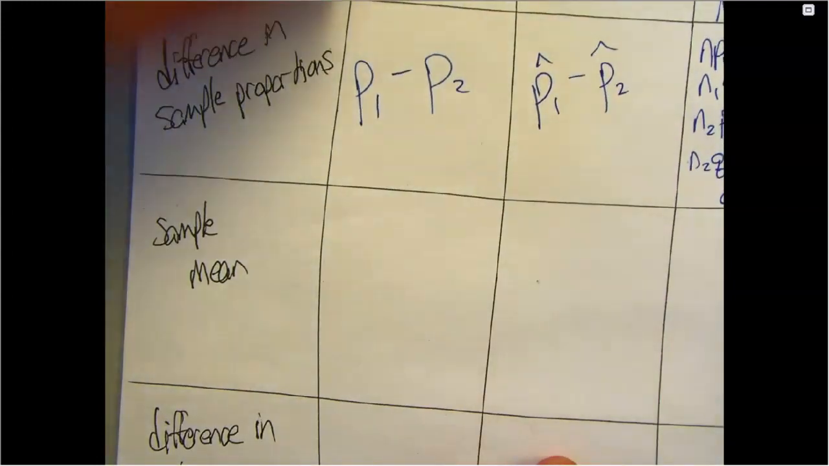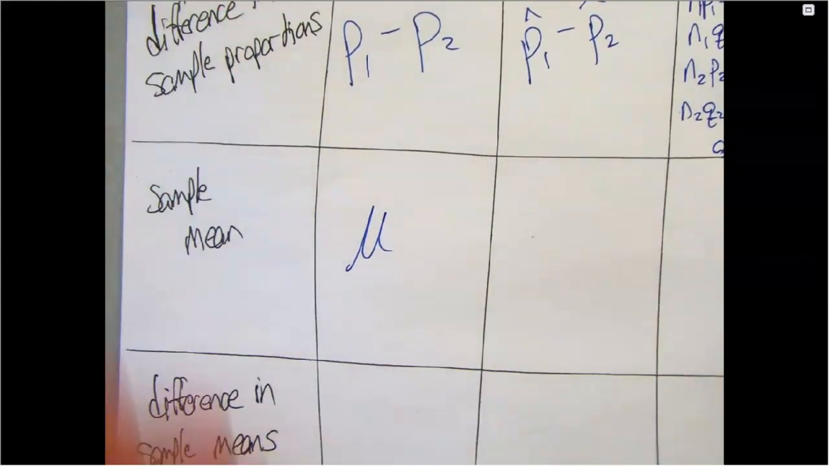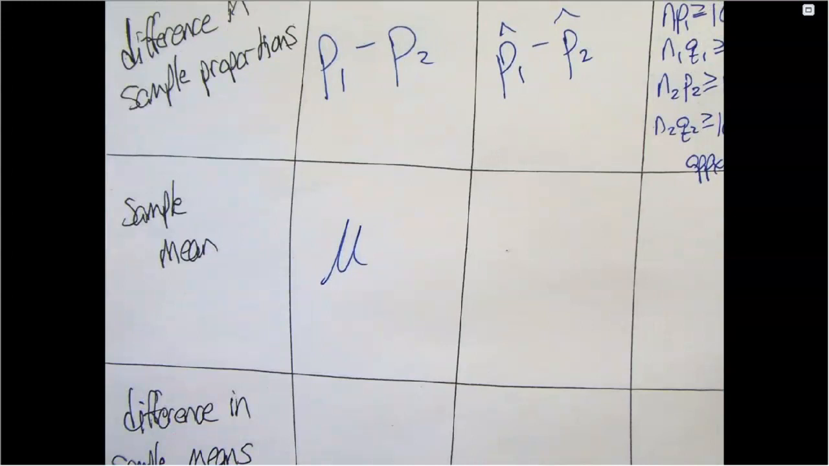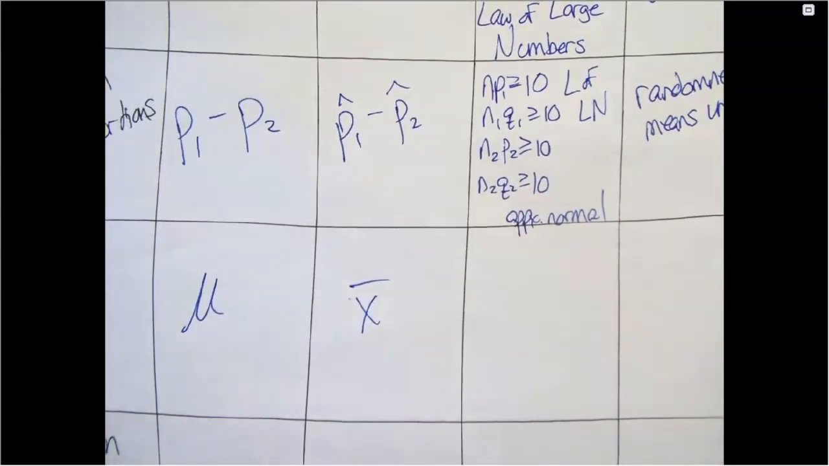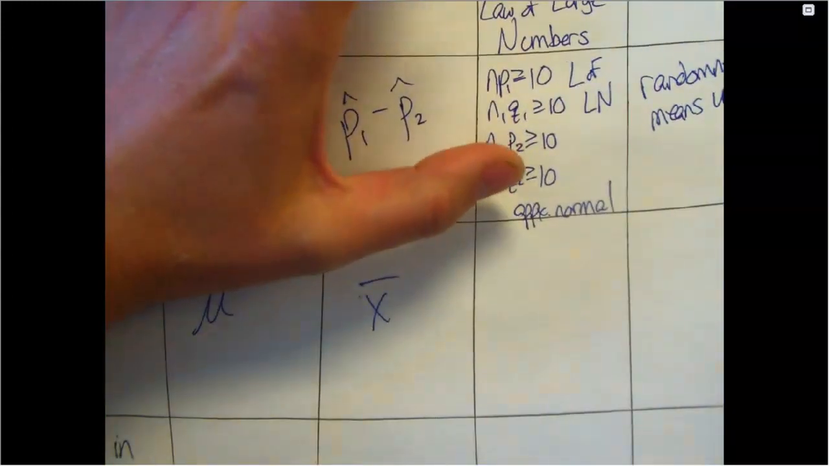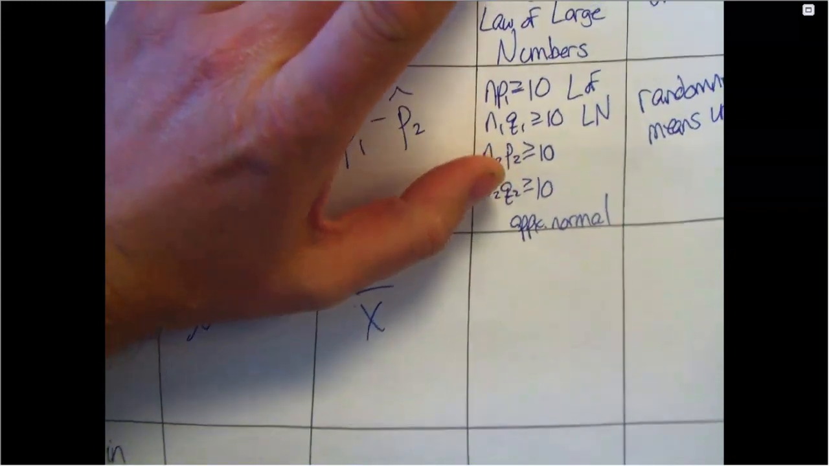Sample mean. So if I'm dealing with the population, the mean is mu. If I'm dealing with the sample, the mean is x bar. We still want to check a condition to see if the shape is normal, but we can't use p because we're not going to have p. Sample mean is like the average of something. Like, what's the average age? What's the average shoe size? I can't say the proportion of shoe sizes. That doesn't make sense. So we're not going to have a p.